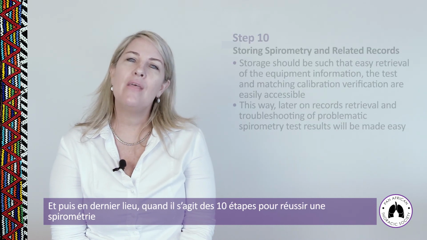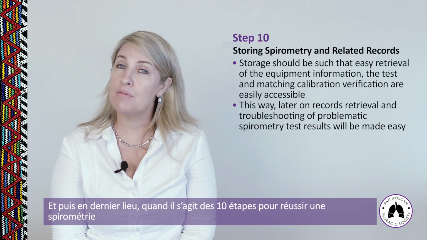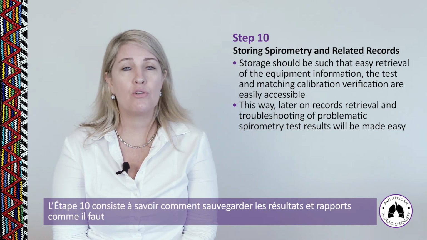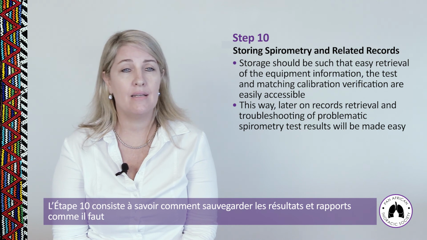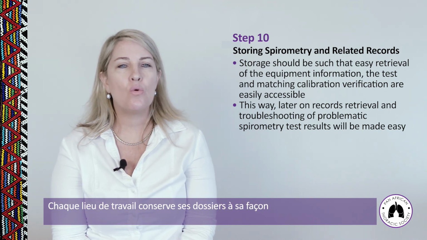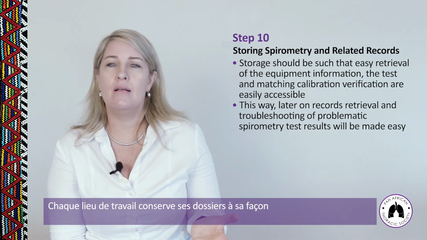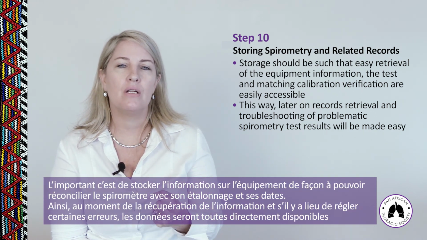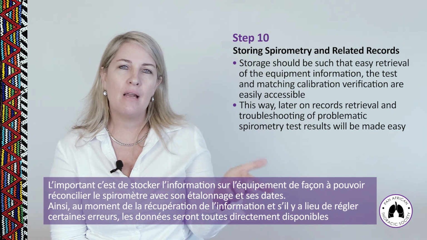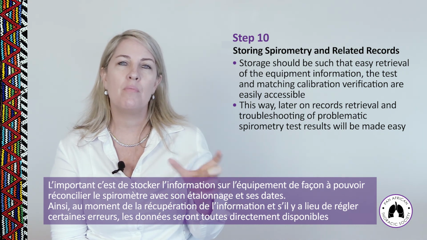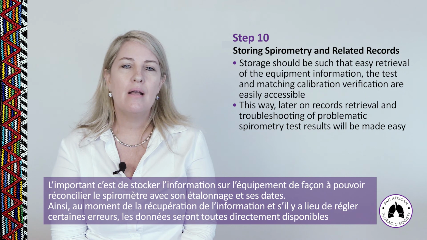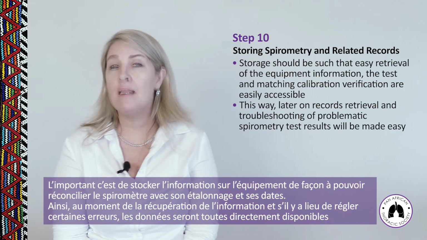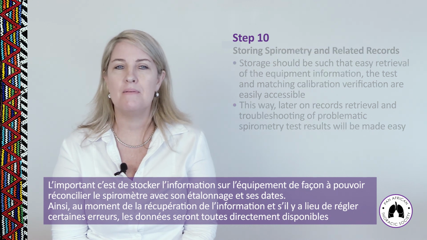And then lastly, when it comes to the 10 steps to checking your spirometry, step number 10 is storing your spirometry and related records correctly. Every workplace must store their records in a different way. Storage should be such that easy retrieval of the information, the test, and matching the calibration reports to the actual spirometry test is possible. This way, later on, records retrieval and troubleshooting any problems with the test will be made easy.